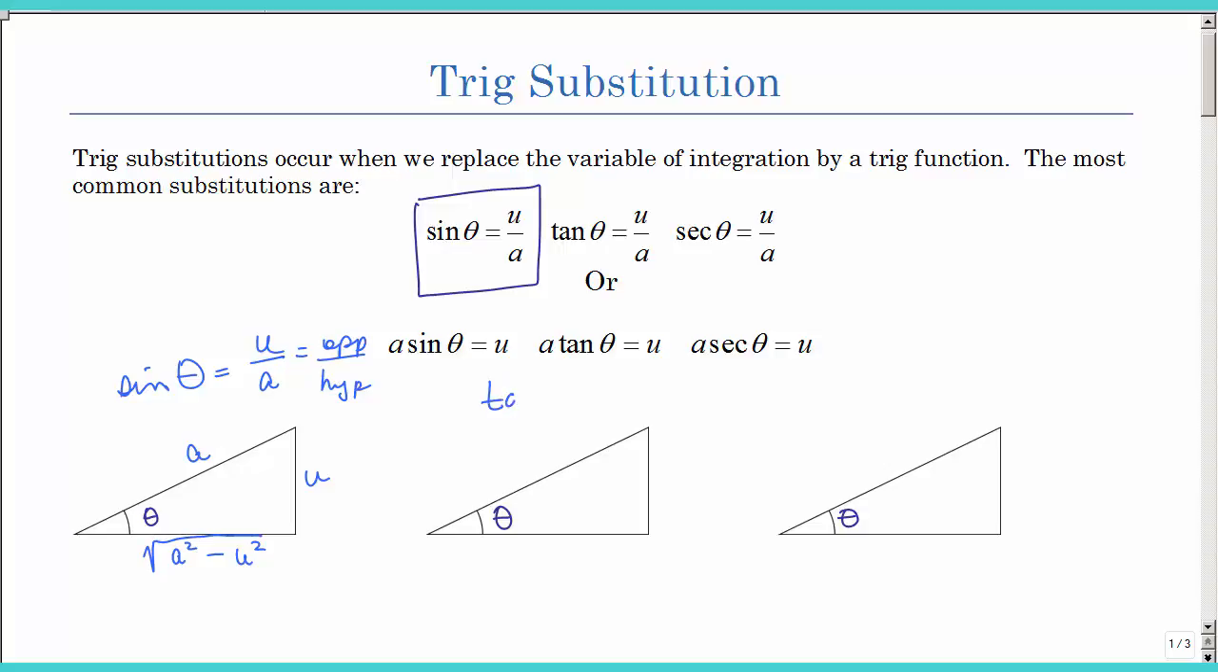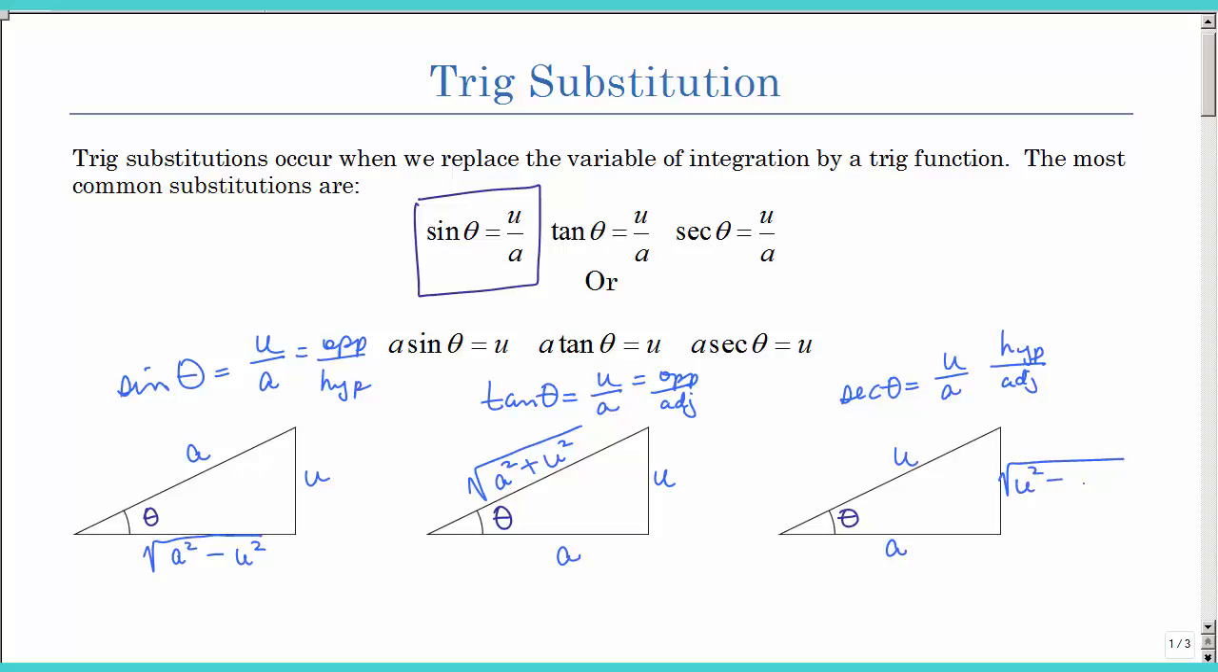Let's look at the second triangle using the tangent, and remember it was opposite over adjacent. And again, using the Pythagorean theorem to find the hypotenuse, this would be the square root of a squared plus u squared. And then the last one, I'm going to choose secant, and remember it is hypotenuse over adjacent. And the third side would be the square root of u squared minus a squared.